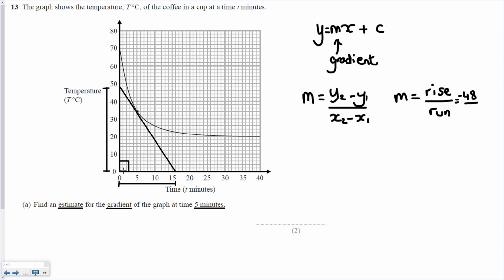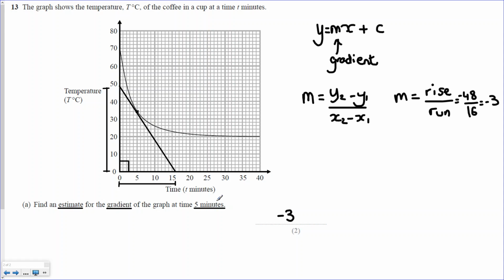Now let's have a look. 15, I reckon it's about 16. So the run is going to be 16, so it's 48 divided by 16. How many 16s for 34? Oh, exactly 3. So it's going to be minus 3. So the gradient at 5 minutes is minus 3. Basically, what the gradient is telling you is that at 5 minutes, the coffee decreased by 3 degrees. That's what the gradient is telling you.